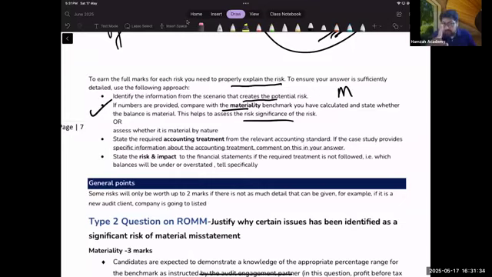So first of all, for each accounting issue, for each matter, what is the thing to be discussed? Forget about all answers written by all kids, all examiners. What is the first thing? Materiality. The first thing is materiality. Discuss that. Compare it with the benchmark and say whether it is material or not, if it is more than that, or assess whether it is material by nature.